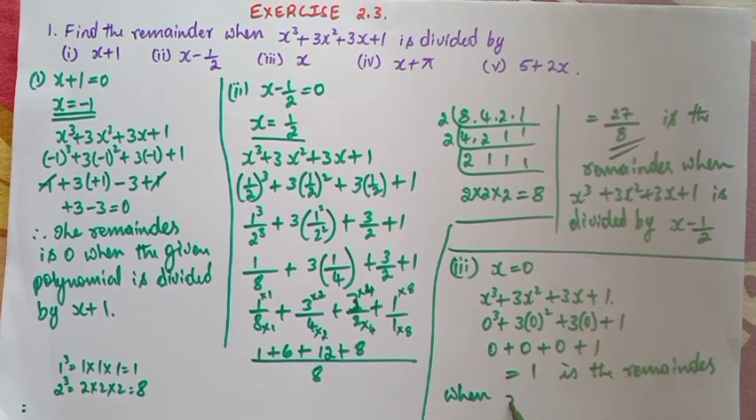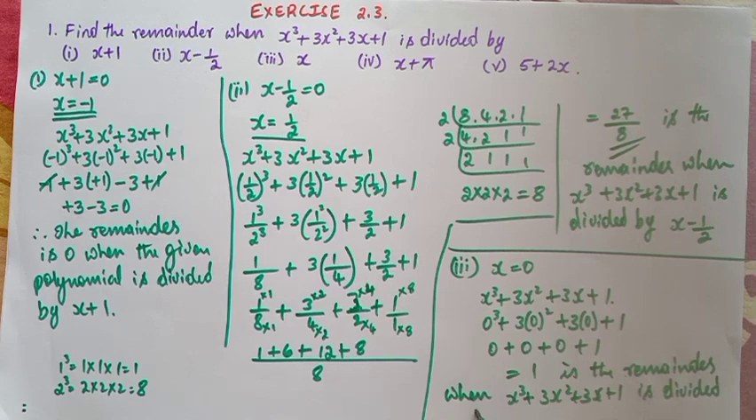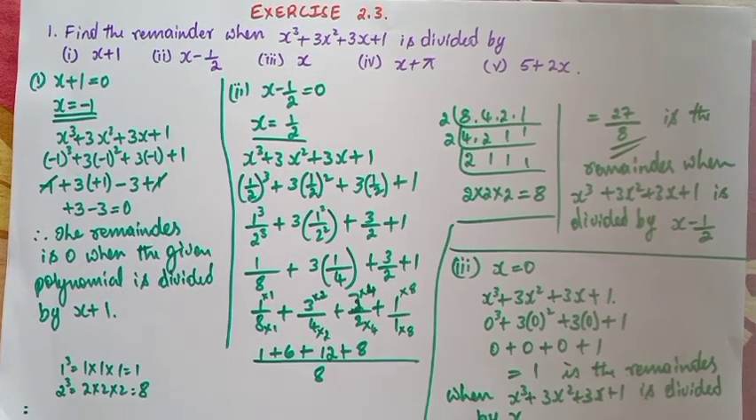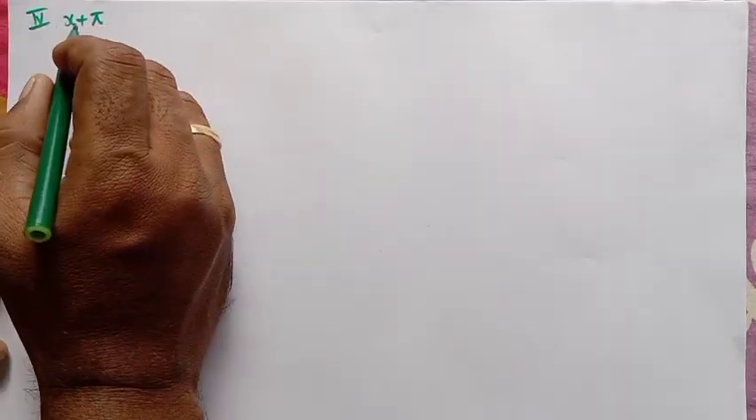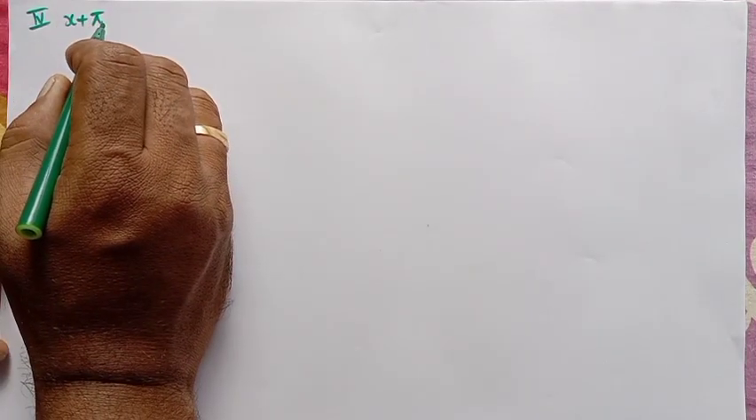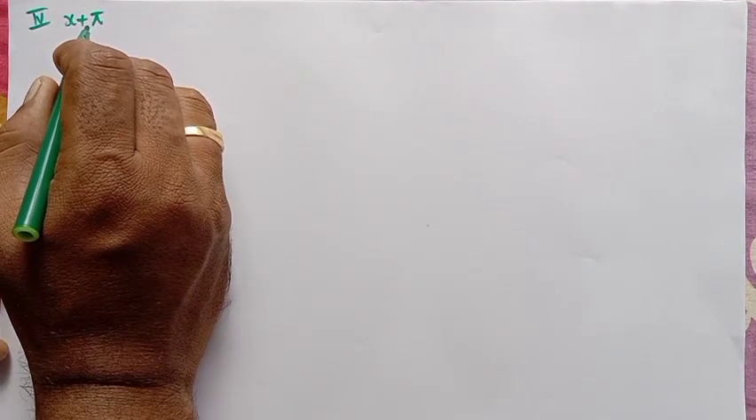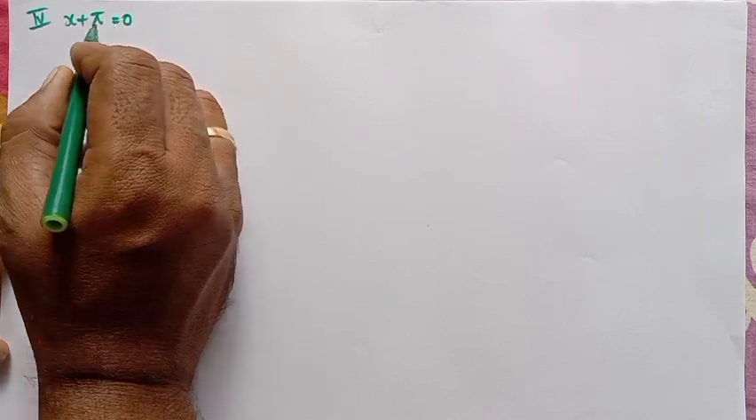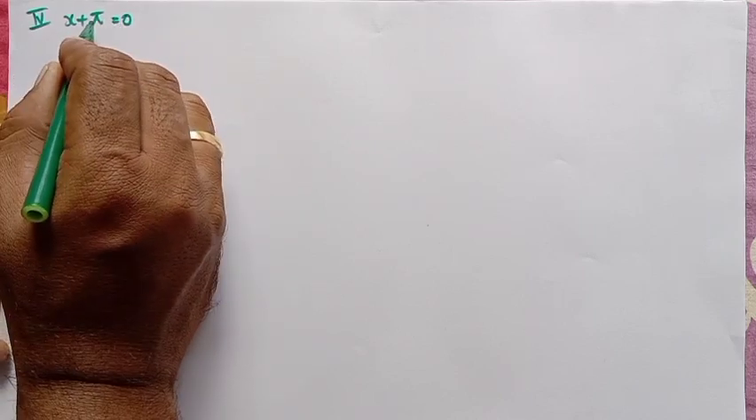when x cube plus 3x square plus 3x plus 1 is divided by x. The fourth one is x plus pi. Let us equate it to 0 to get the value of x, that is the root of this polynomial.